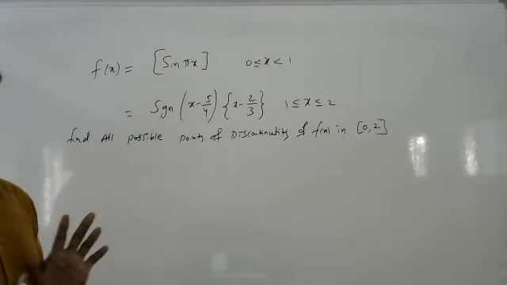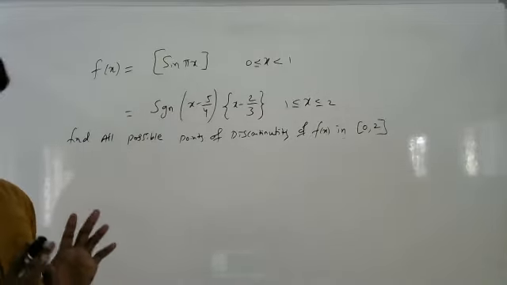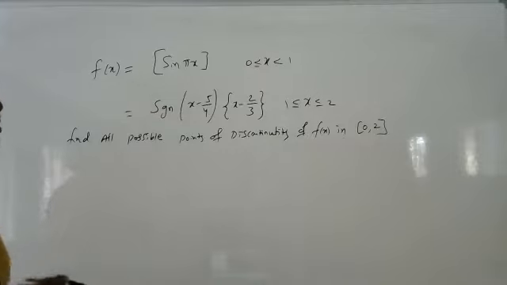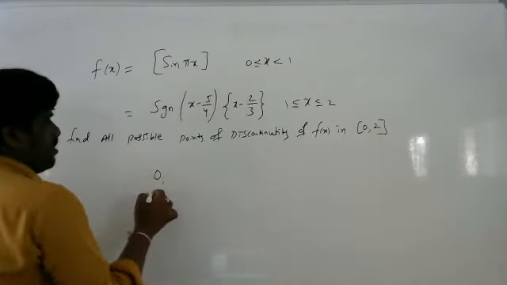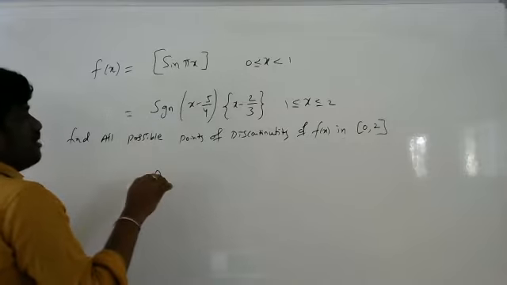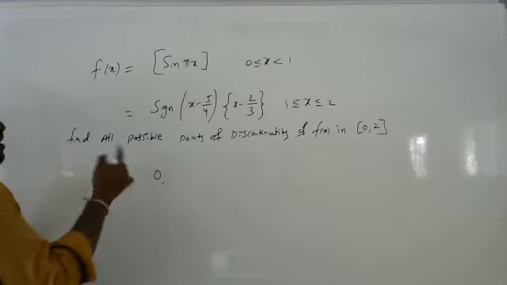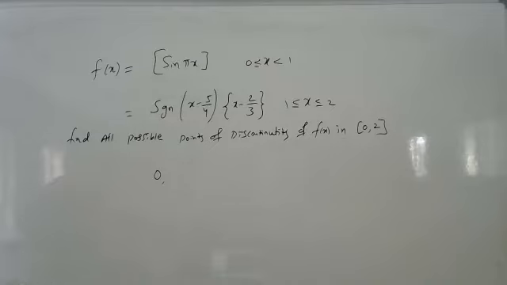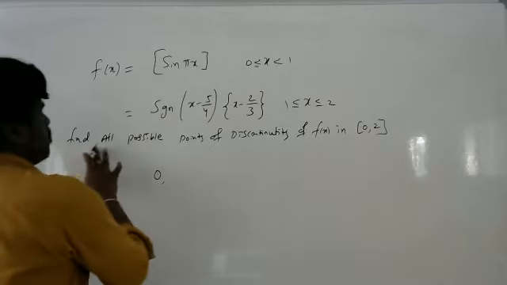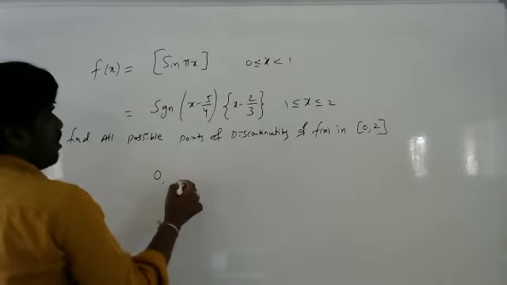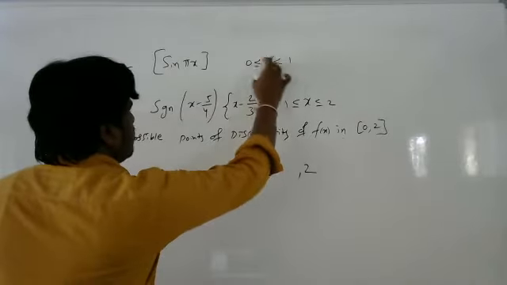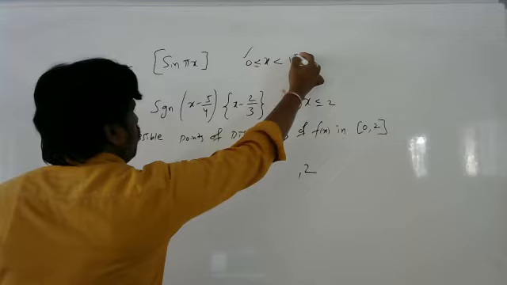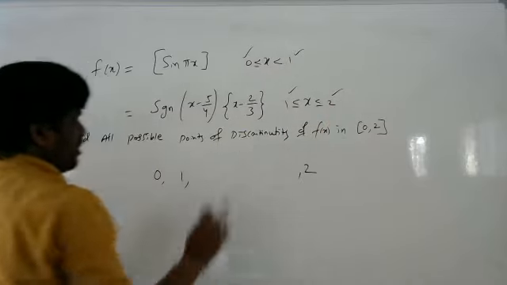What are the possible points of discontinuity? Only what is possible is asked. So here, 0 is possible, 1 is possible, and 2 is possible. These are only checking points, because in this interval, 0, 1 and 2 are the points.